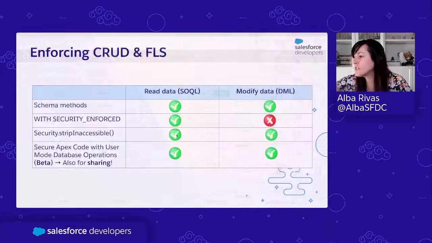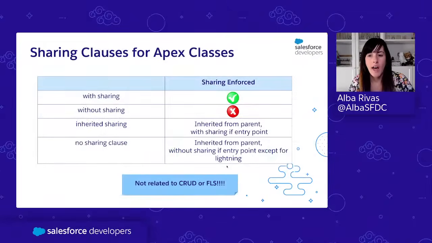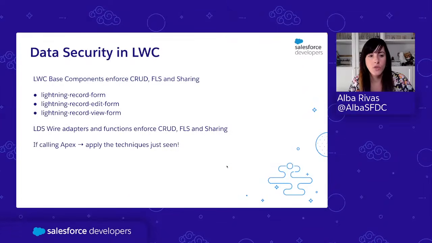Okay, so to finish, I wanted to tell you that in Lightning Web Components, everything is enforced. If you're using record form components to read data, they enforce object, record, and field level security. If you are using the Lightning Data Service, wire adapters, and functions, everything is enforced. You don't have to worry. And if you are calling Apex from your Lightning Web Components, then you have to enforce data security in Apex.